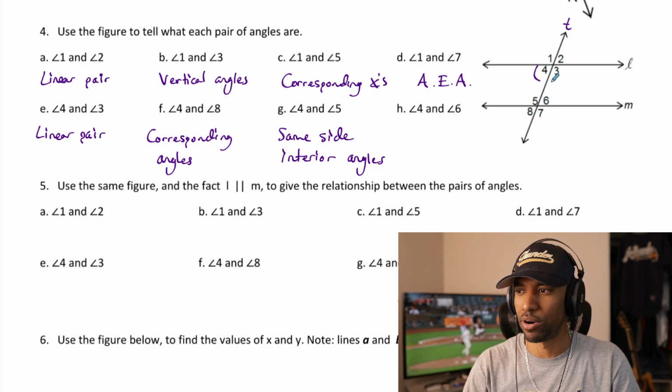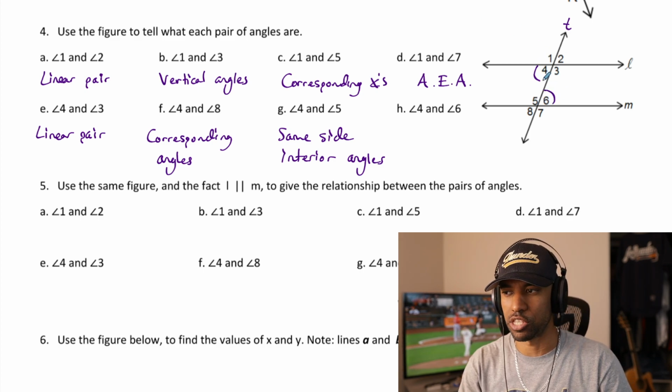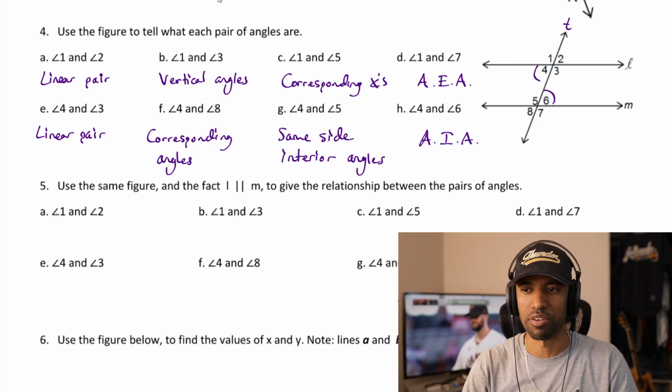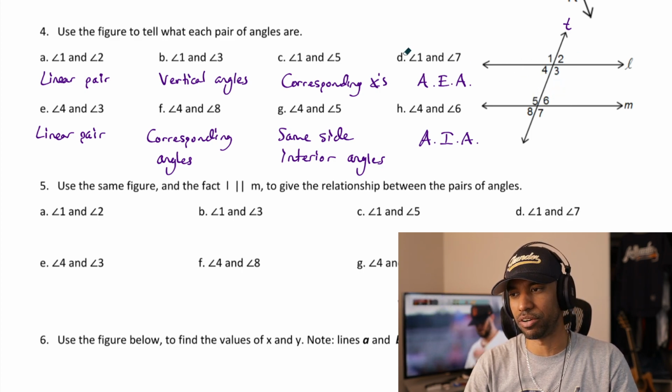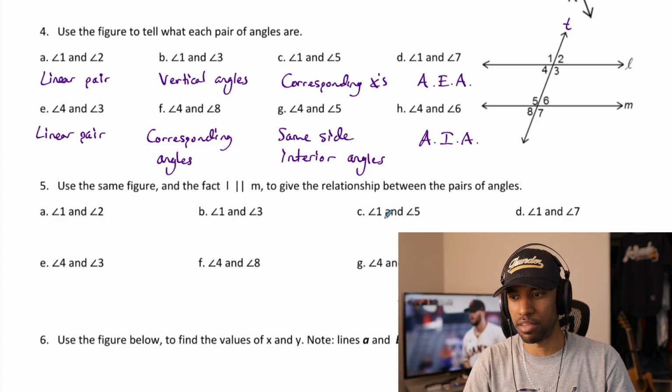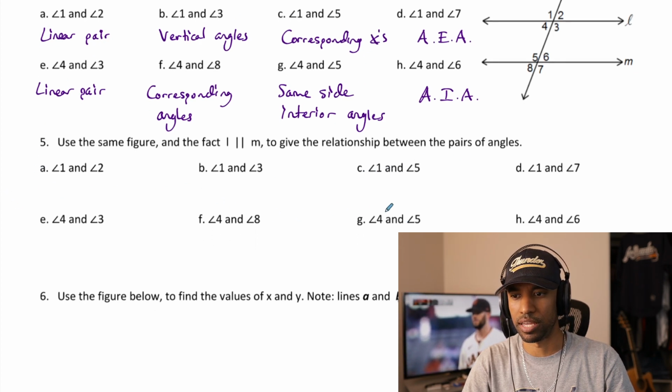And then angles 4 and 6 are on opposite sides of the transversal, but in the interior. These are called alternate interior angles. This time I'm going to go ahead and abbreviate that. Alternate interior angles. Okay, we use the same 8 angle pairs, I believe, if this was written out the same way. Yeah, it looks like it.